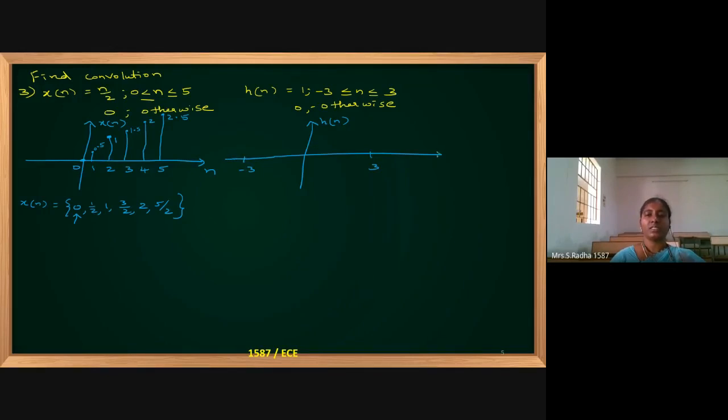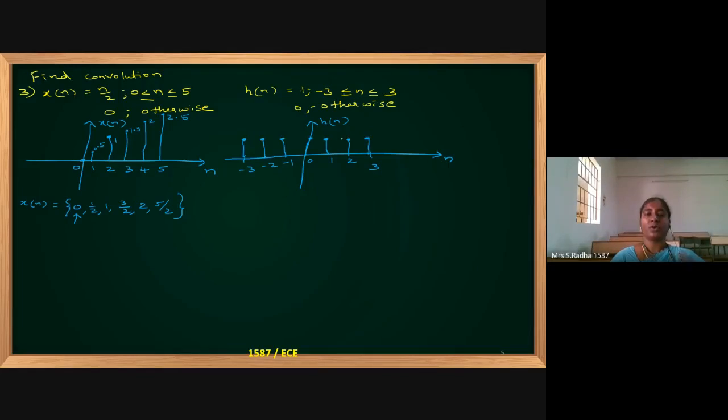Okay, the x-axis is n, and n exists between minus 3 and plus 3, so all the heights are 1. Minus 3, minus 2, minus 1, 0, plus 1, 2, 3: all these points have a height of 1 unit. Apart from these points, the height is 0. After 3, the height is 0 otherwise. Only from minus 3 to plus 3 is the height 1.